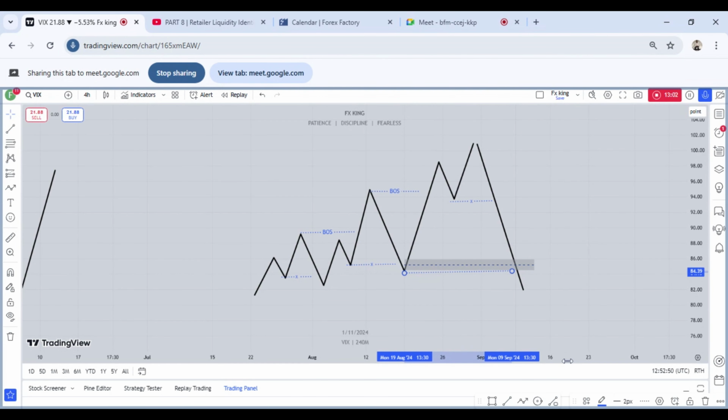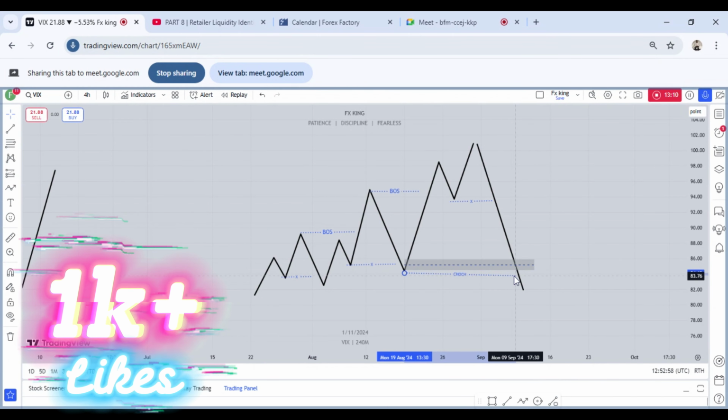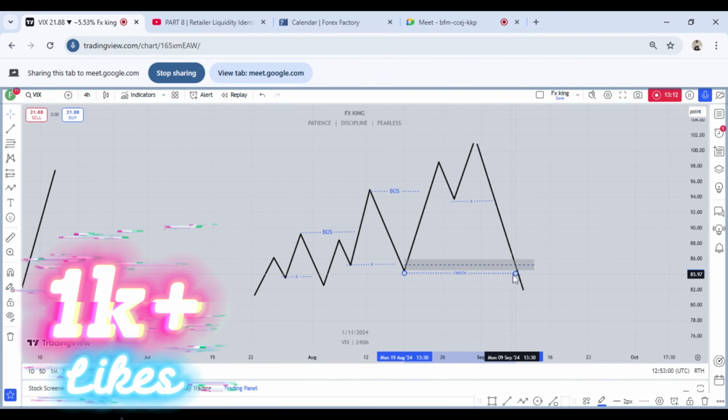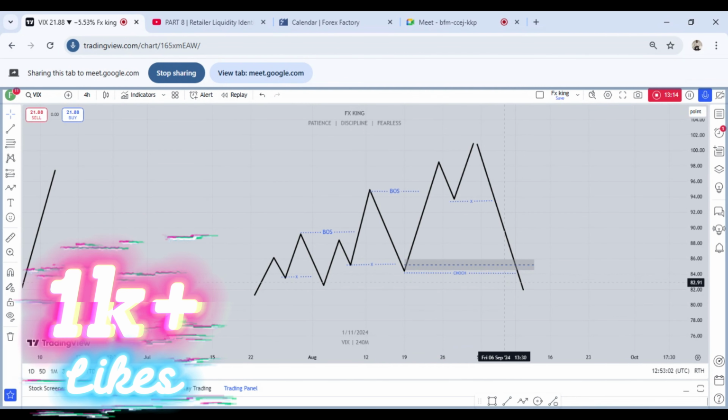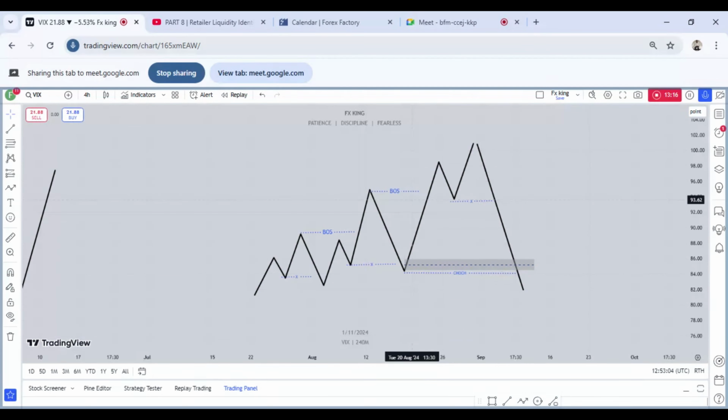You see that this one is more complicated than the previous one. Here we have our change of character. You see, this is our change of character here. Why? This is the last low that created our valid break of structure. This was our strong low. The strong low has failed to do its job and continue pushing prices up.